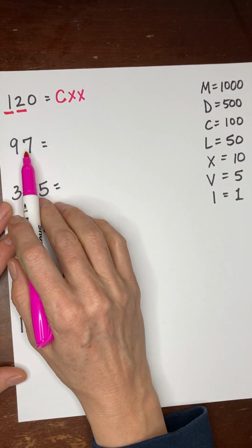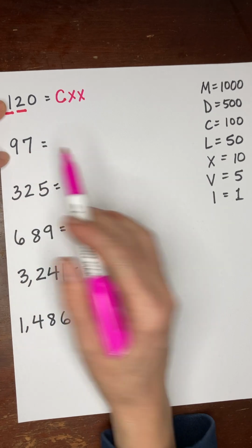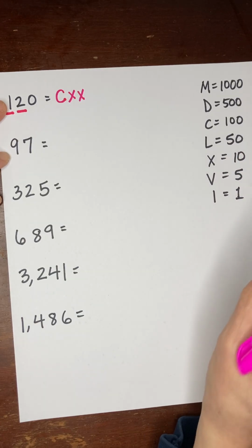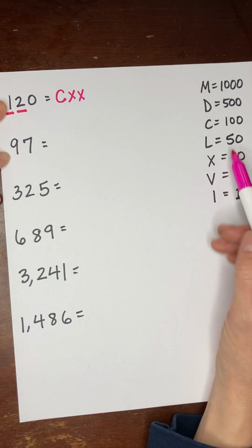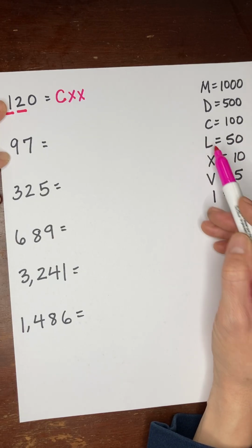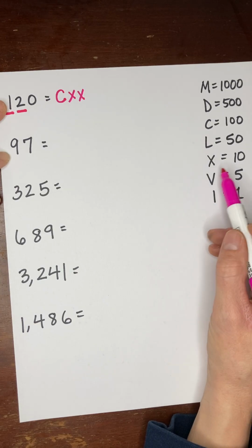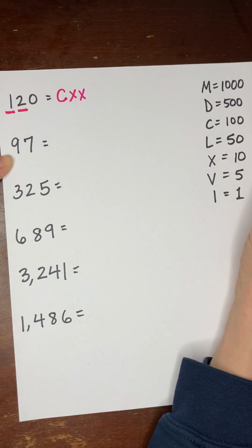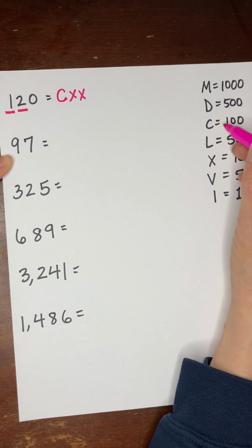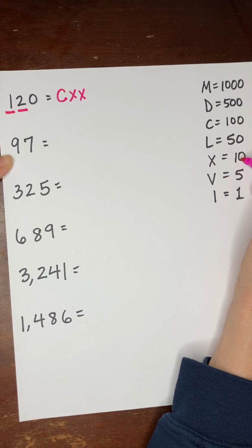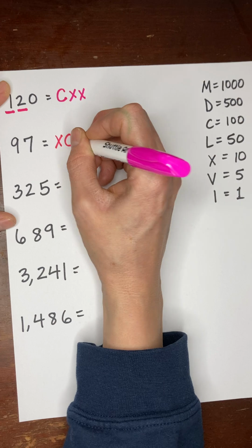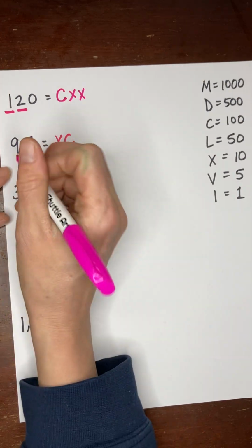All right, 97. Okay, now 90 is going to be tricky, right? We have 100 and we have 50 and we have 10, but we don't have anything that's a 9. And there's a rule that says we can't use any letter more than 3 times in a row. So we can't do 50 plus 4 tens, like L, X, X, X, X. We can't do that. We can only have 3. So that means we're going to have to do some subtraction to get that 90. Okay, so what can we subtract? Well, we can take 100 and minus off a 10, and that will give us 90. So we can have X, C, and that says 100 minus 10, and that gives us our 90.